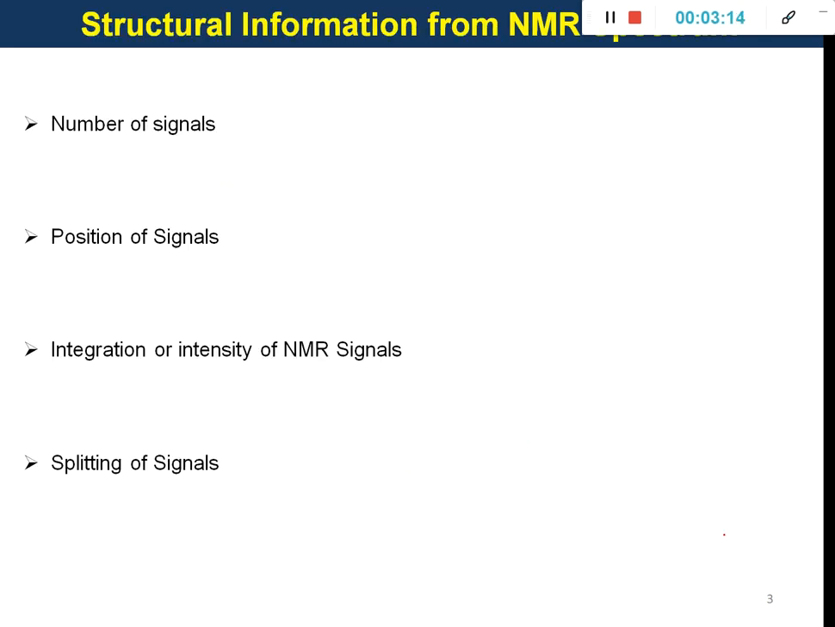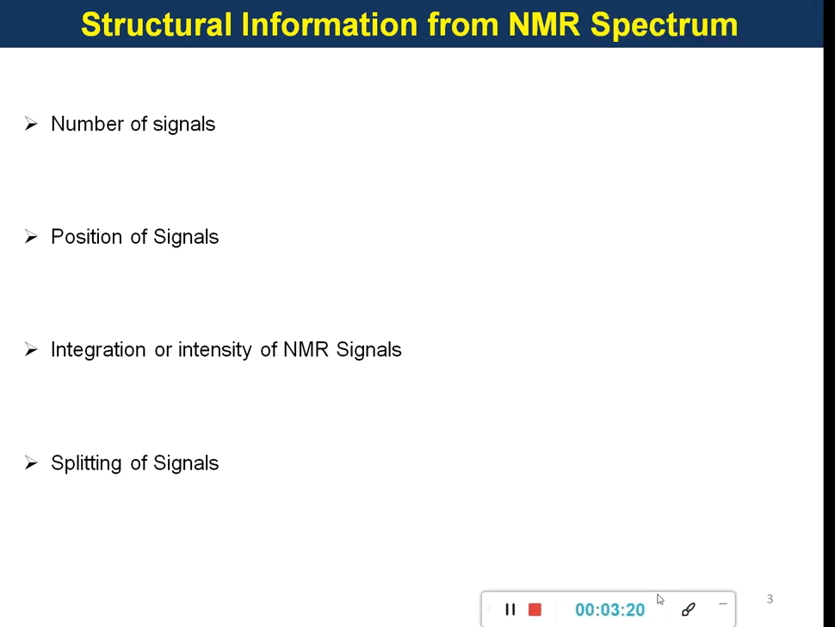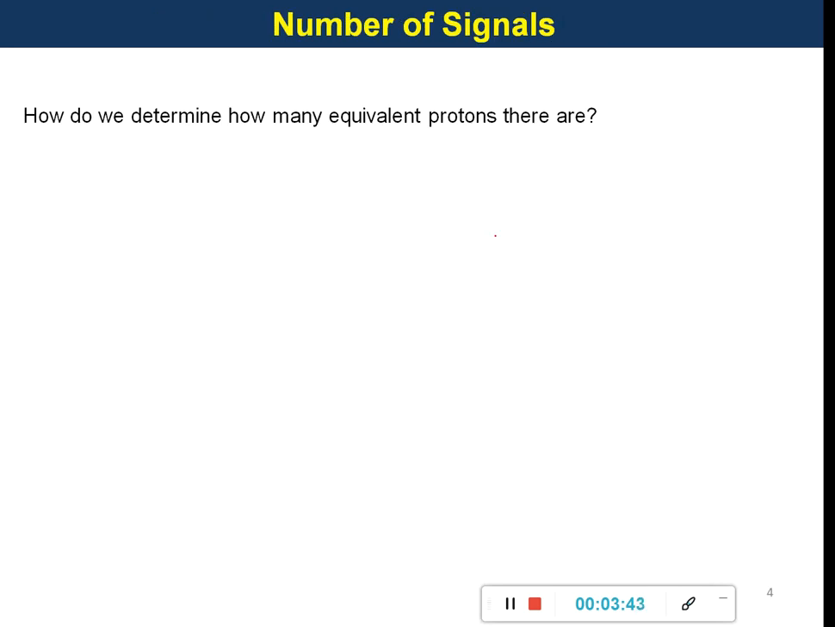So what information do we get from the NMR spectrum? First we get information about the number of signals, the position of signals, and integration, that is the intensity of NMR signals. Then we also get information from the splitting of signals. Let us see them in detail one by one. Number of signals.